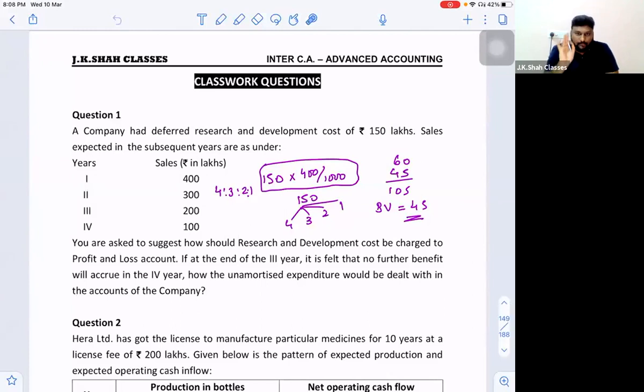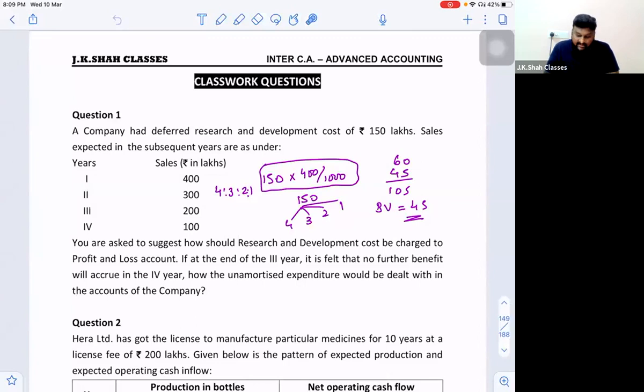Right? So my note will come in the answer stating that the entire 150 lakh is development cost, because research cost cannot be deferred. Correct? The sales expected in the subsequent years are as follows. So technically, 4 years of sales are given to you with the help of this intangible asset. These are the sales that you are going to develop in the next 4 years. So can I say the pattern of economic benefit is available?